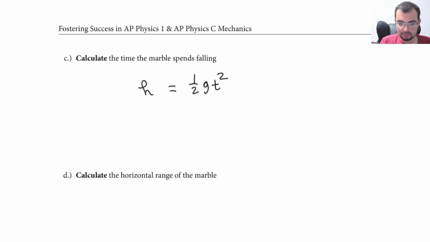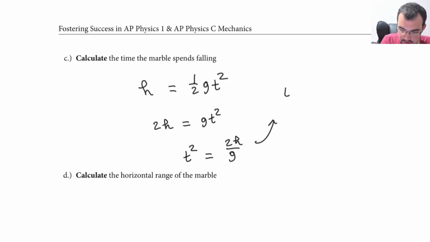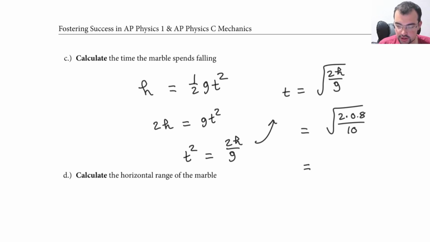Let's do some symbol math here. So we'd get 2h equals gt squared. So we'd get t squared equals 2h over g. So t is the square root of 2h over g. And now we can plug in. Please use g equals 10. I make all my numbers work out with it. Oh, let's see, that's 1.6 divided by 10, so 0.16, 0.4 seconds.